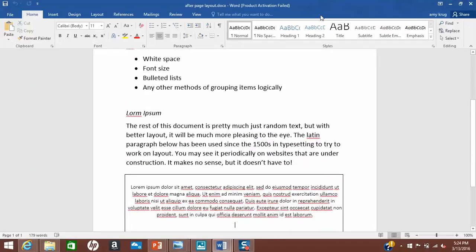I added a few blank lines. I changed the indents and alignment on some of the paragraphs. I broke up some of the information into a bulleted list and changed the headings in a few ways. But it's a totally different and hopefully much more readable document.